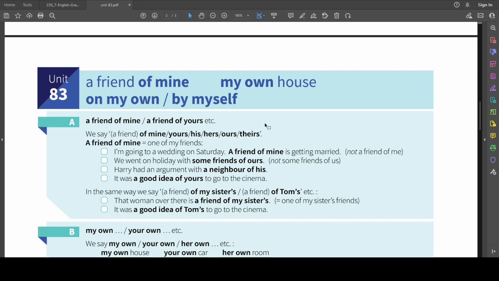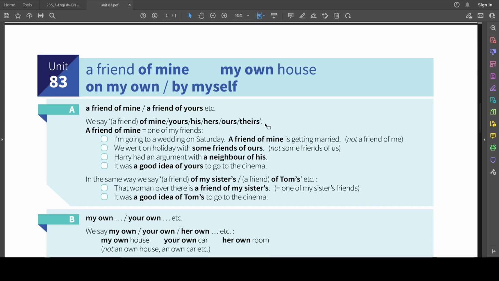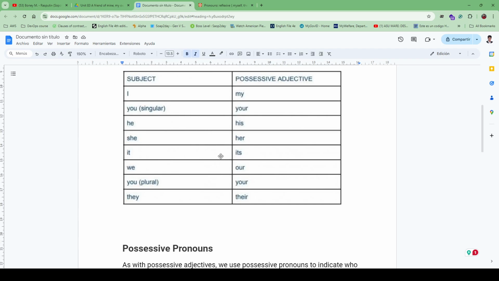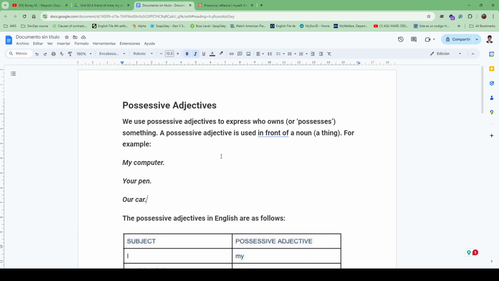Okay, the unit for this video is unit 83. The topic is a friend of mine, my own house, on my own, and by myself. First, to start this topic, I would like to cover specific things like possessive adjectives and possessive pronouns. What's the difference between them and how we can use them in this unit.